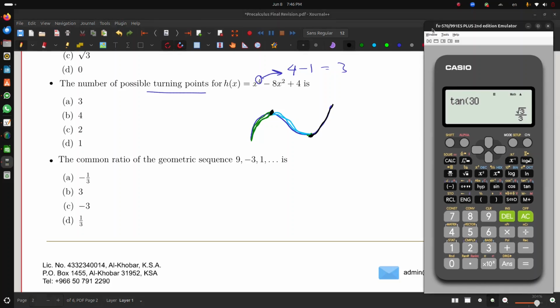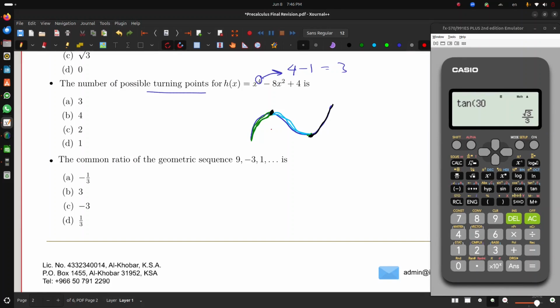But this is different from the inflection point. The inflection point here is 1. It's here. What's the meaning of inflection point? It's the point at which the curve is changing its concavity, so from being concave down, it becomes concave up. This is the inflection point, but this one is the turning point. So they are 2. You take the power of the leading term, and you subtract 1, so it will be 3.